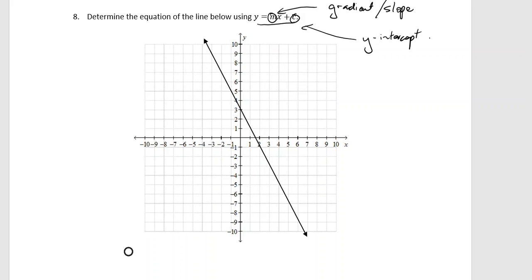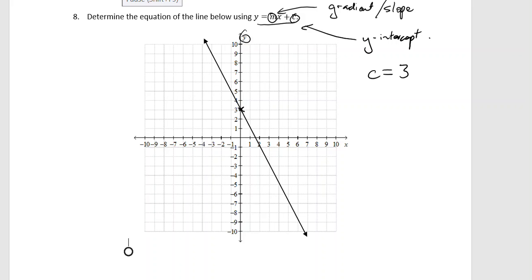So the y-intercept is actually the easiest one for us to find. It's the place where it crosses the y-axis. So here's the y-axis running down here. It's our vertical axis, and it's crossing here at positive 3. So c for this one is positive 3, or just 3.